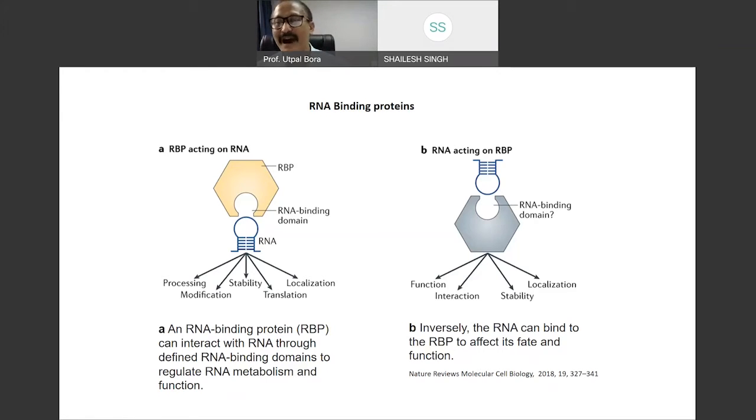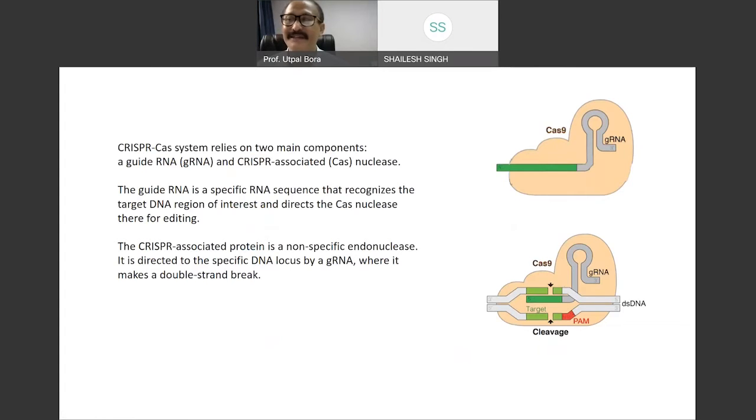Now, what happens when an RNA acts on an RNA binding protein? Here the player is reversed. RNA is going to bind to the RNA binding domain of the RBP. So this also triggers certain things. It will attribute some kind of function, or help in some kind of interaction, as you could see in the earlier case where the long non-coding RNA was providing some kind of function. And other things like stability and localization will also be facilitated.